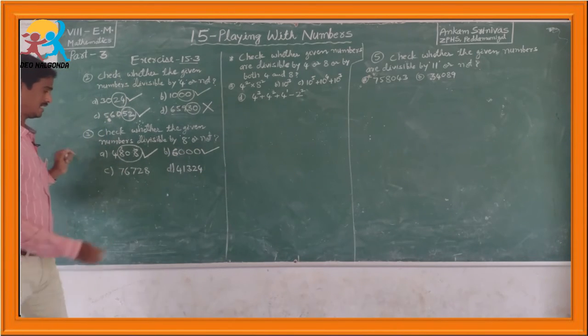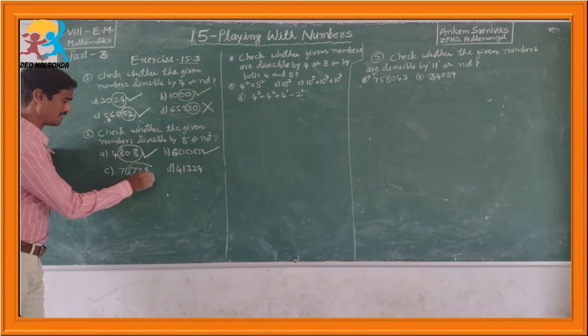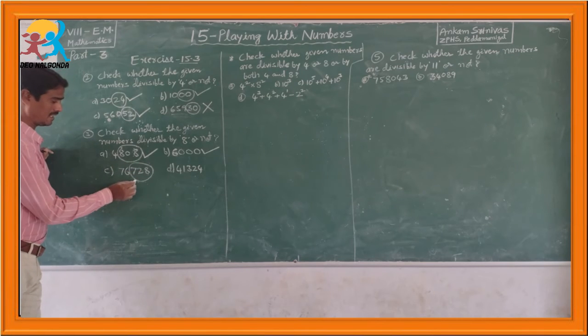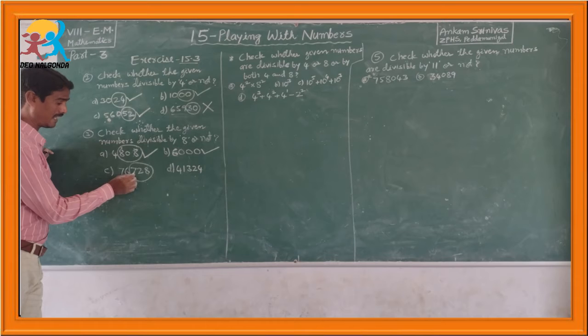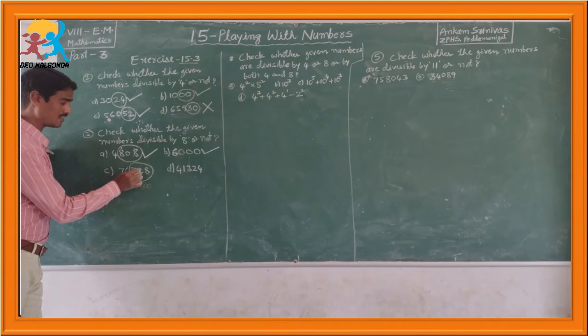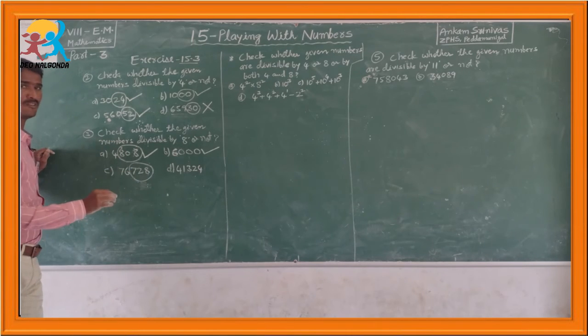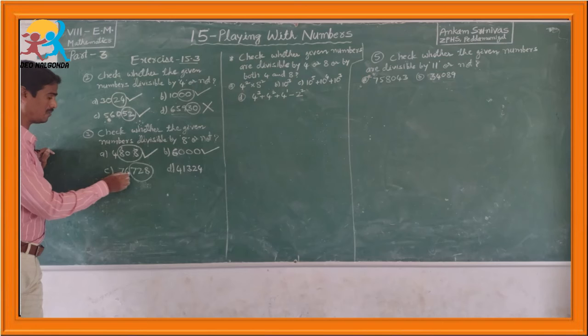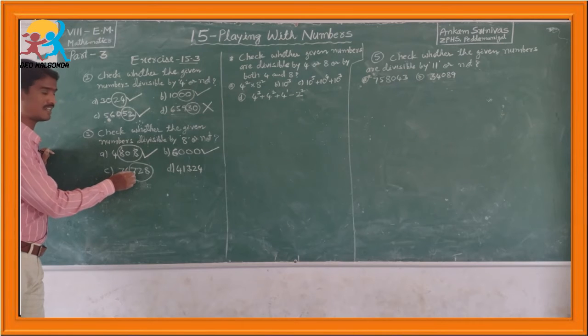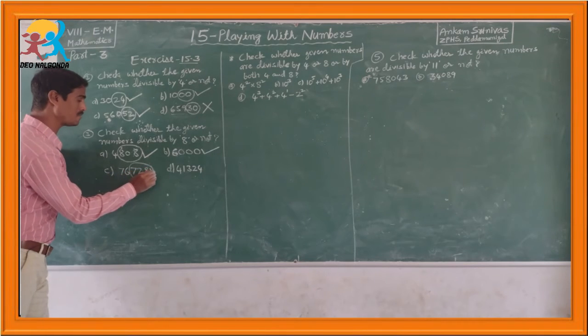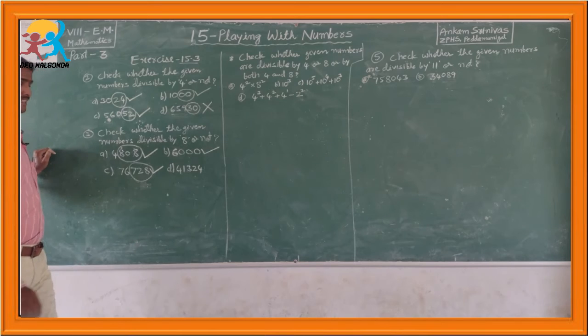Then what about this? The last three digit number is 728. 8 nines are 72, 8 ones are 8. So 728 is divisible by 8. So the given number 76,728 is also divisible by 8.